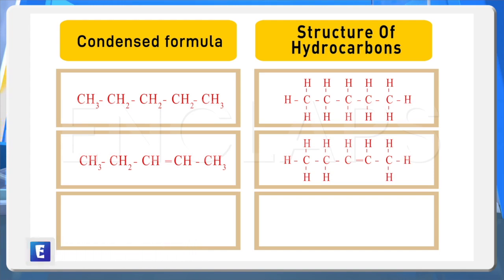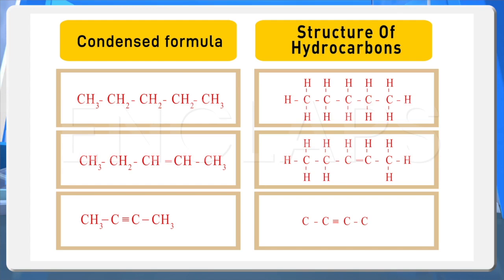Then third compound, CH3 single bond C triple bond C single bond CH3. First we have to draw the carbon chain. Here there are 4 carbon atoms. Don't forget to put the triple bond between second and third carbon atoms. Okay. So here the carbon chain is ready.